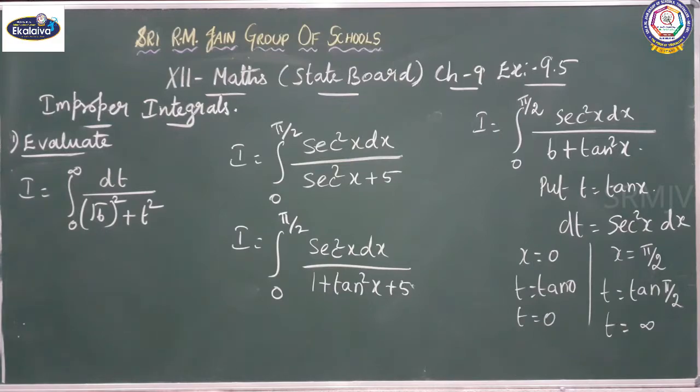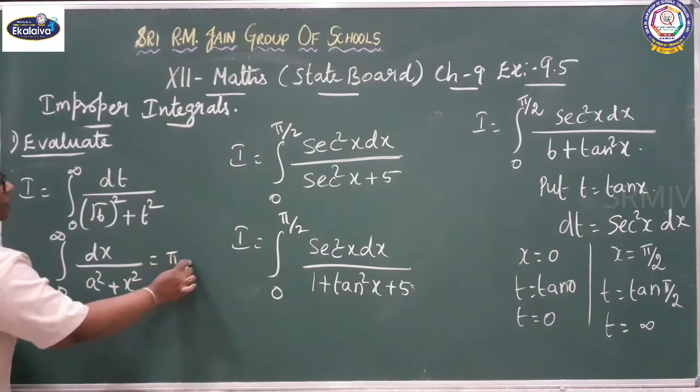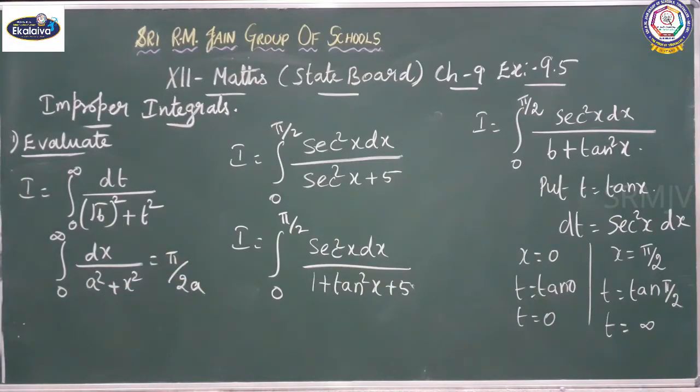If you know, you can apply the formula tan inverse of x by a plus c, or otherwise you can use the improper integral property or formulas. What is the formula? Integral 0 to infinity dx by a square plus x square equals pi by 2a. Straight away you can apply the formula. In the place of a, what is the value? Root 6. In the place of x, t is there.